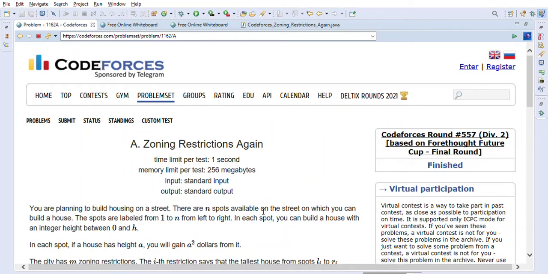Hi friends, welcome back. Today we are going to solve Codeforces problem Zoning Restrictions Again.